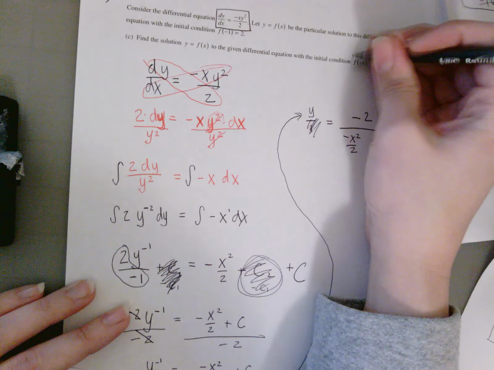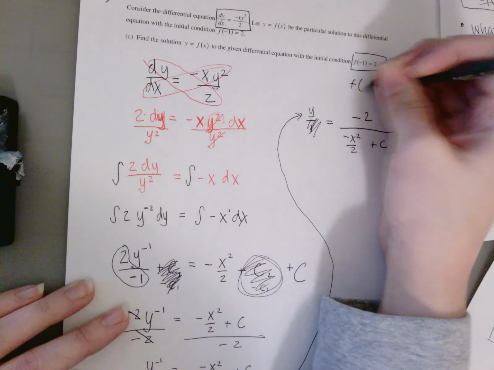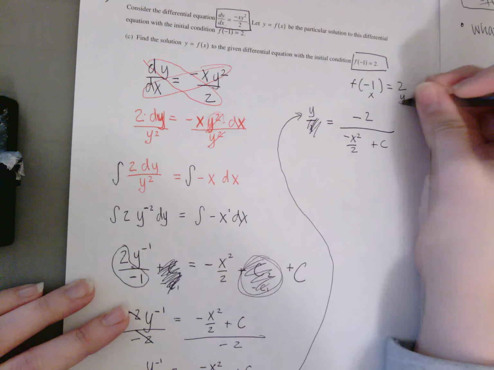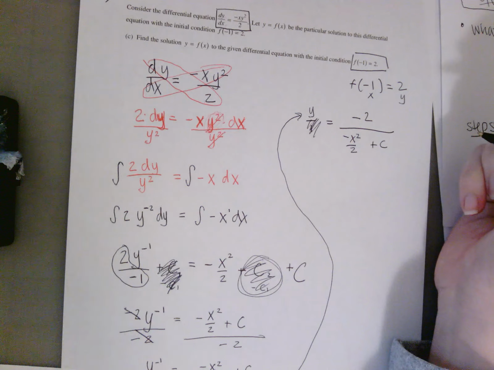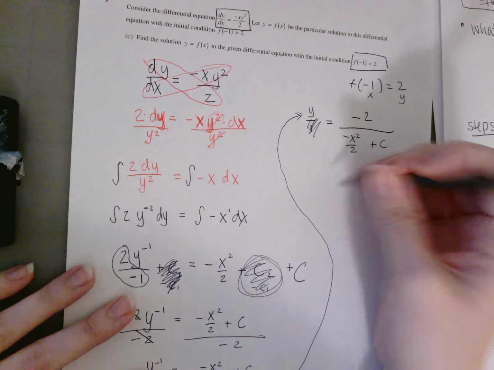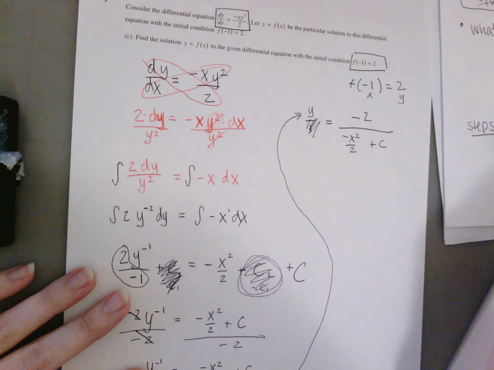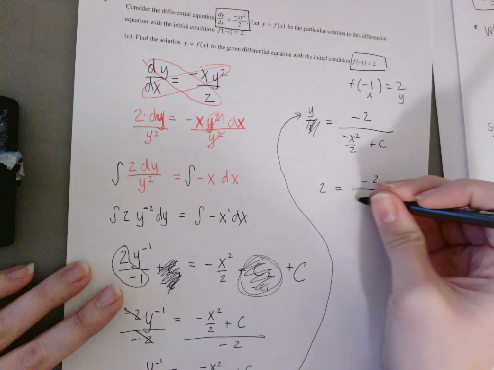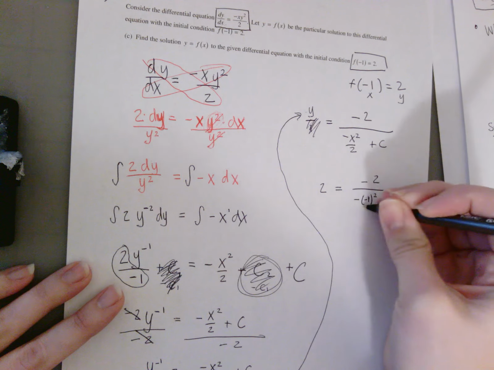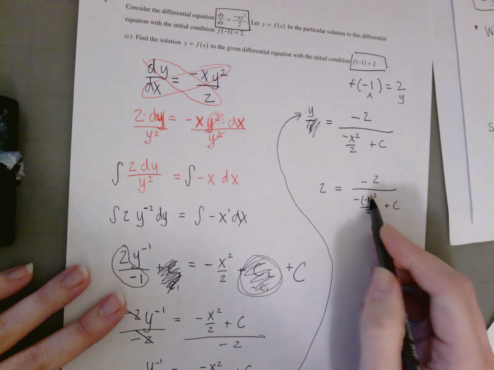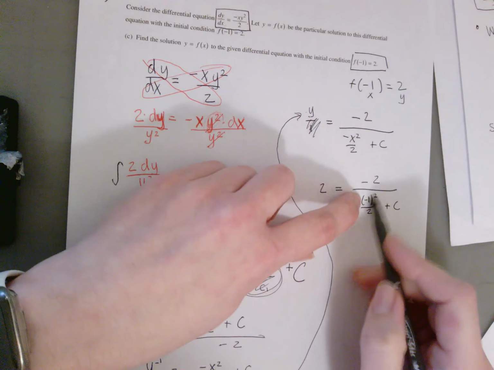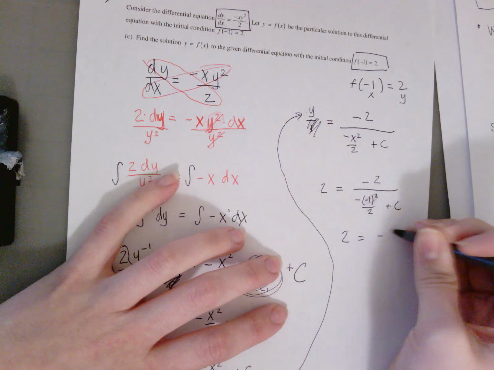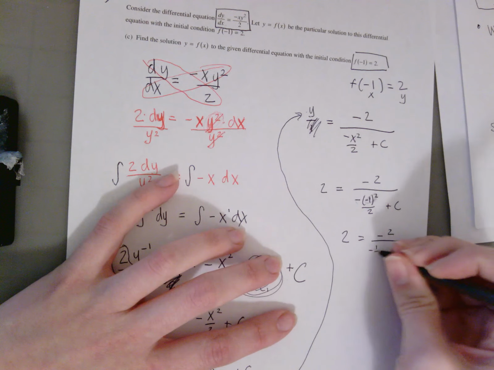So what I need to do is use my initial condition. F of negative 1 equals 2. Negative 1 is x, 2 is y. I'm going to substitute in so that I can solve for c. So y is going to become 2, x is going to be negative 1. I'm going to have 2 equals negative 2 over negative x, and then x is negative 1 squared, over 2 plus c. Negative 1 squared is 1, and this part is 1, so it's negative 1. So I've got 2 equals negative 2 over, this guy all is negative half plus c.